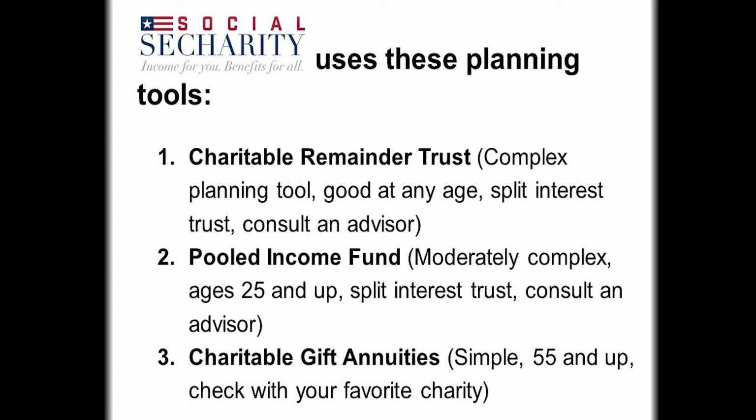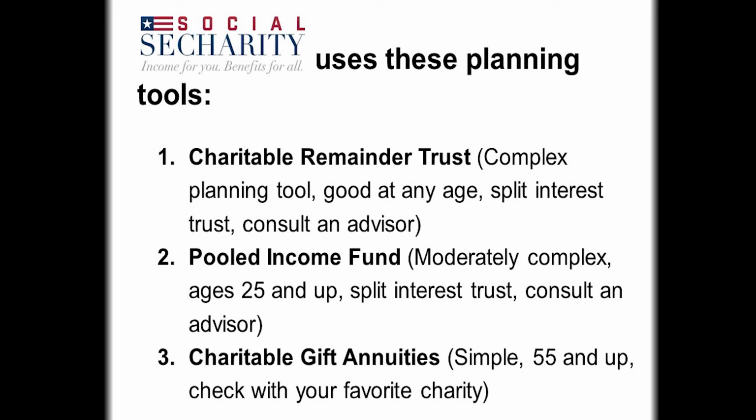The charitable remainder trust and the pooled income fund are separate trusts, separate and apart from any charitable entity, though they require a charitable entity to create them. But they're not part of the charitable entity's assets. That's the difference between that and a charitable gift annuity. The same thing is true with the charitable remainder trust.